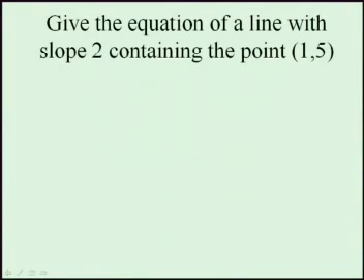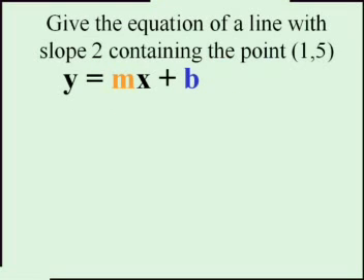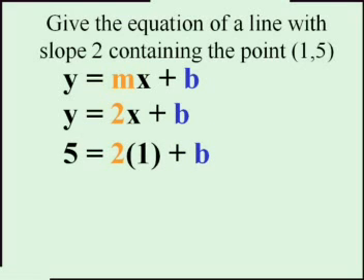How about finding the equation of a line with slope 2 that contains the point 1, 5? Well, right away I'd take the 2 and put him in for the slope, but I still have to find the b. But I do have added information here. I have a point that fits. What I can do is make it fit. Remember, the first number is the x and the second number is the y. So let's put the 1 in for the x and the 5 in for the y and make it fit.